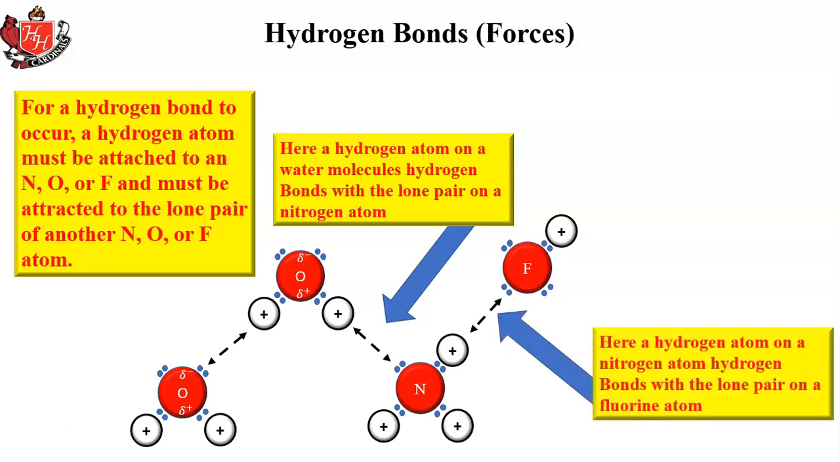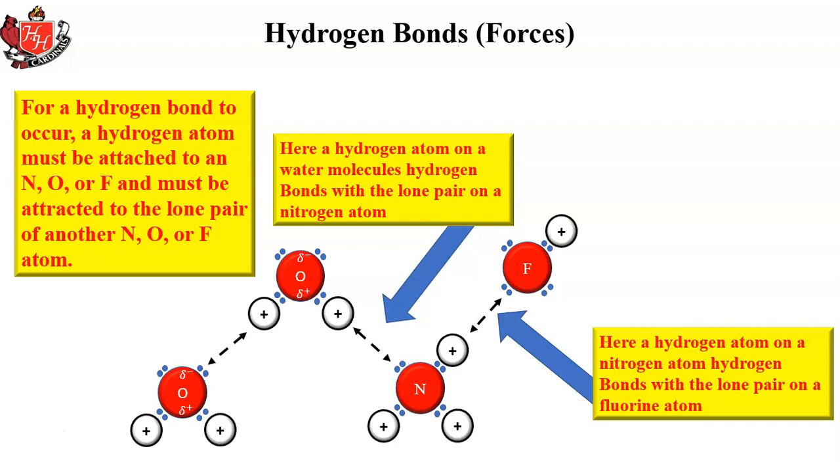And finally, here you have a hydrogen atom on a nitrogen being attracted to the lone pair of a fluorine atom. So it bonds with the lone pair of the fluorine. The reason that it has to be one of these three central atoms, nitrogen, oxygen, and fluorine, is because they are the most electronegative, and so they pull the electrons the furthest away from that proton, from that hydrogen nucleus, and therefore it really makes that hydrogen nucleus seem more positive to other atoms, and therefore it can be attracted to the lone pair of other atoms.